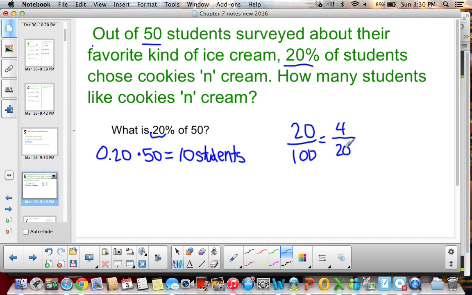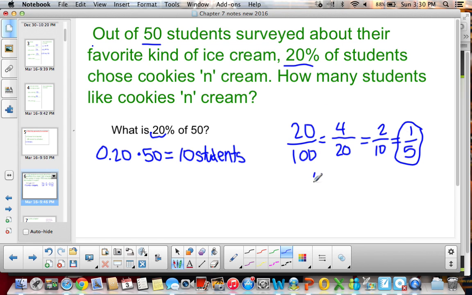And then I know that I can divide them both again. 4 divided by 2 is 2. We can divide, okay, let's do 4 divided by 2. 20 divided by 2 is 10. And then we have 1/5. So 20%, which you should know, equals 1/5.